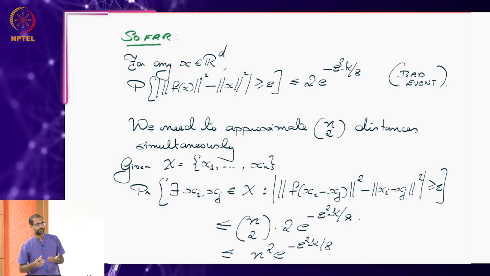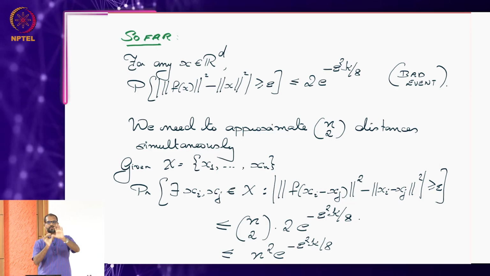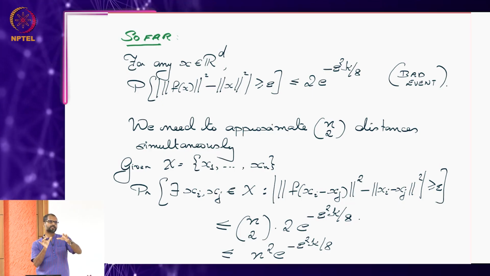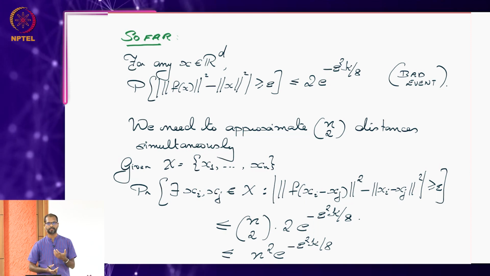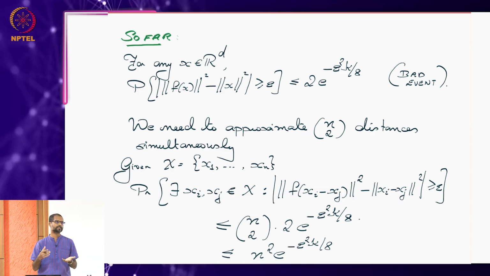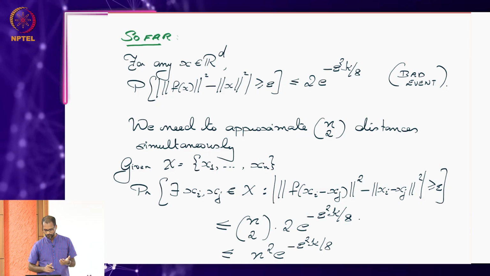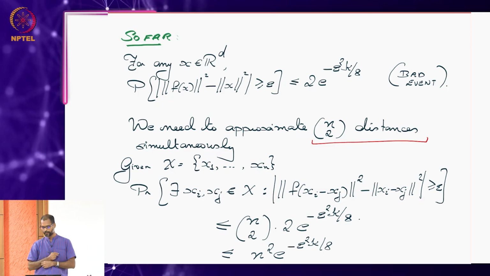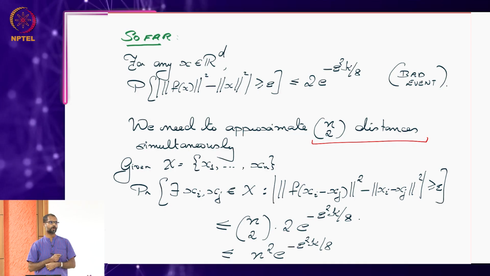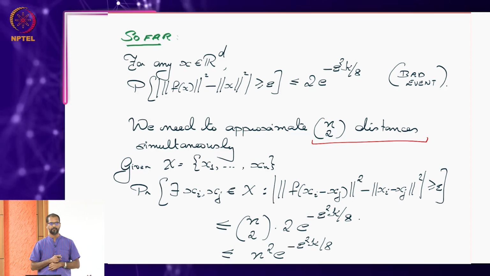In fact, they are not independent. Depending on the dimension, if a good number of them are approximated correctly, the remaining may also automatically fall in place. But we are not going to make use of any such detailed geometric argument. We are just going to say that we have to approximate not just one, but n choose 2 distances all at the same time. So, none of these bad events should happen, okay.